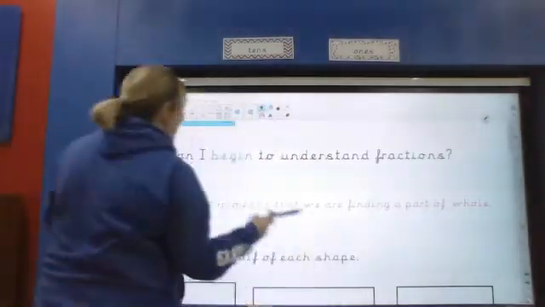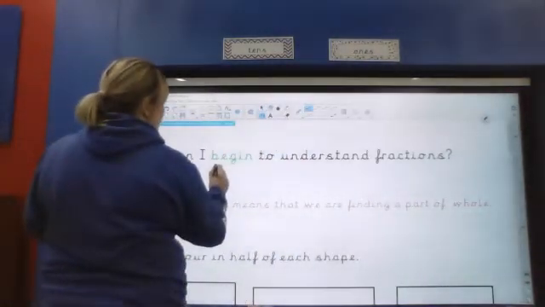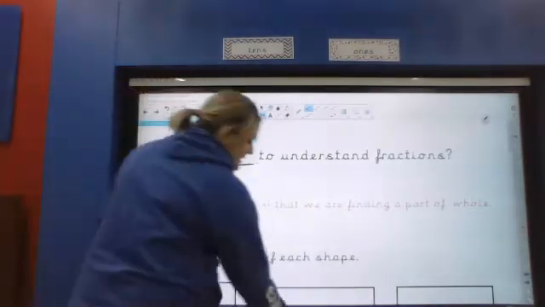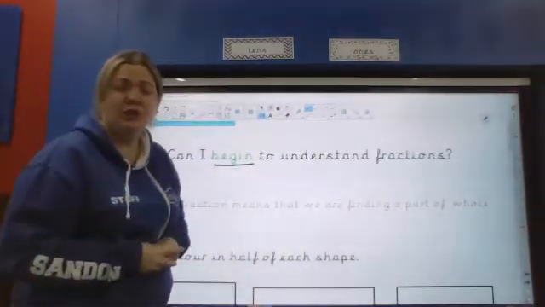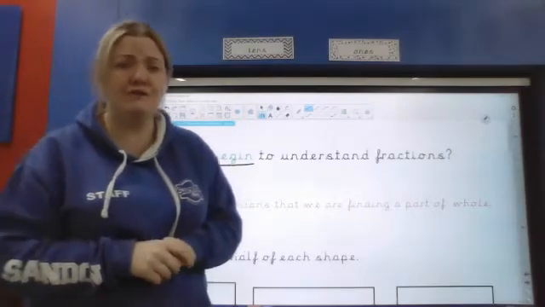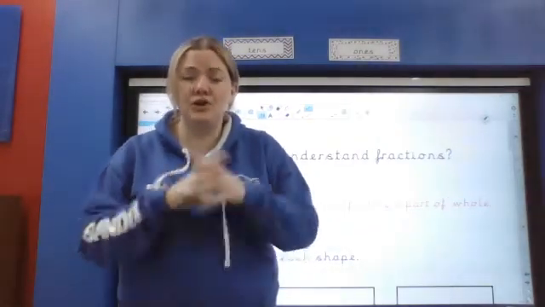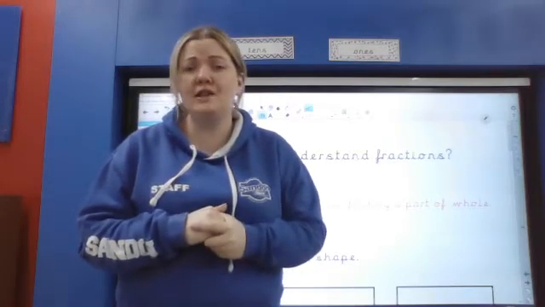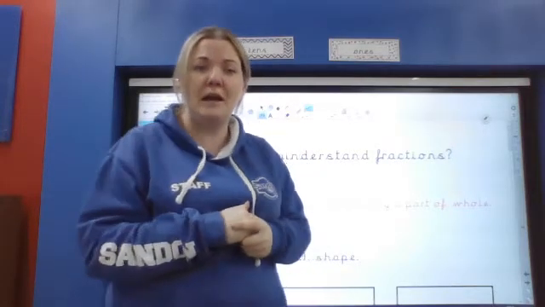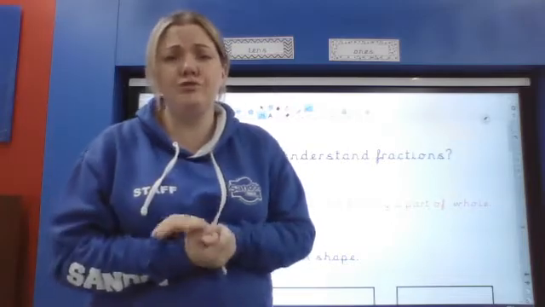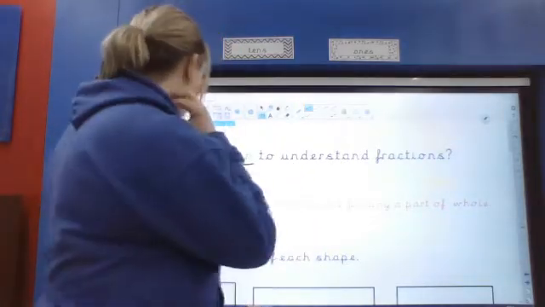Now, begin is in another colour. And I've highlighted it in another colour because it's new learning. We have not taught fractions at school yet. So this is new learning that you are doing at home. We have not done this in school, okay? So we need to pay attention. You need to listen to your grown-ups as they help you.